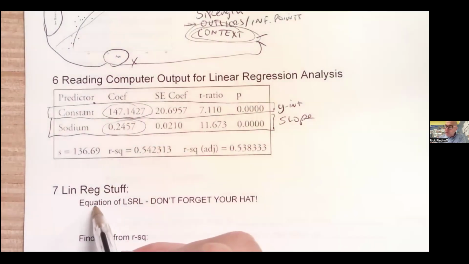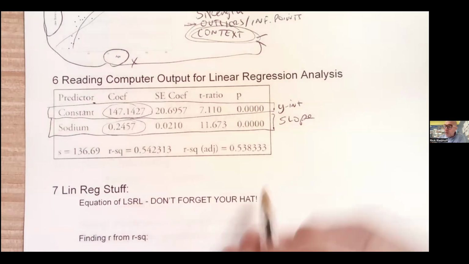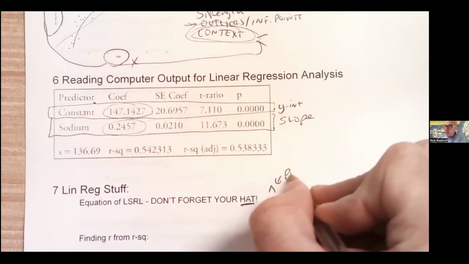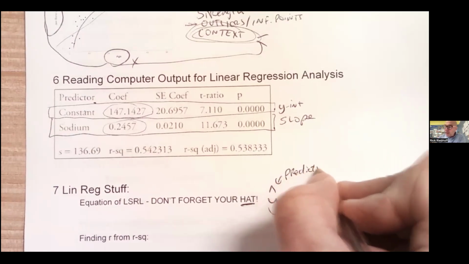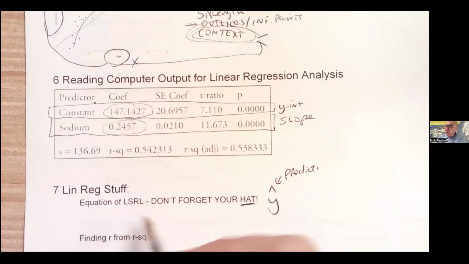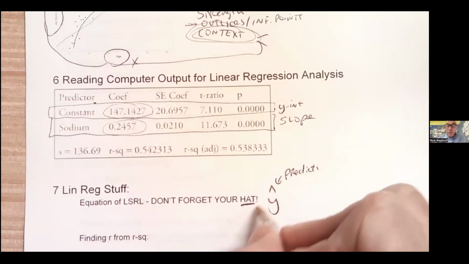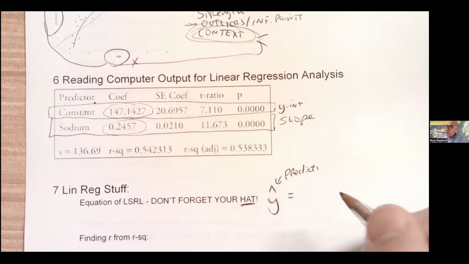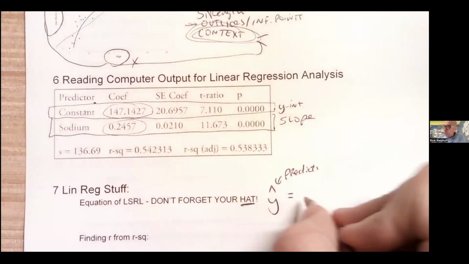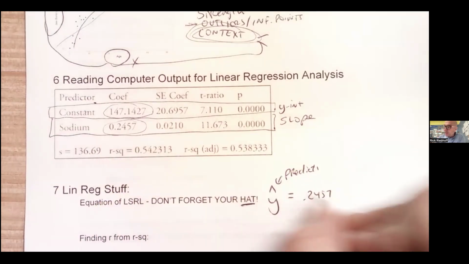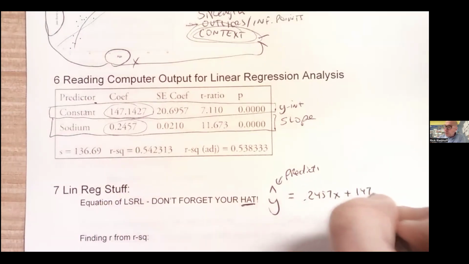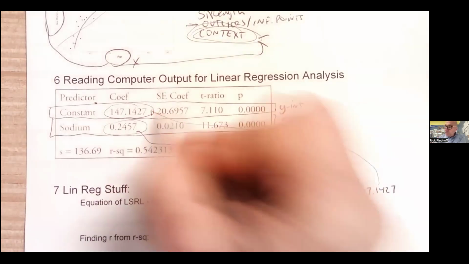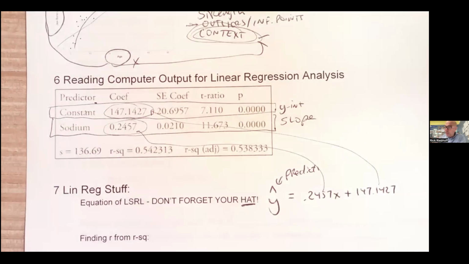So let's go down here. Equation of least square regression line. Don't forget your hat. Okay, it's a predicted line. This tells us that it is predicted. So if they ask you to create an equation for a least square regression line, don't forget this or the word predicted in front of it. So y predicted is equal to 0.2457x plus 147.1427. Okay, so my slope and my intercept. Okay, got it. Easy peasy.